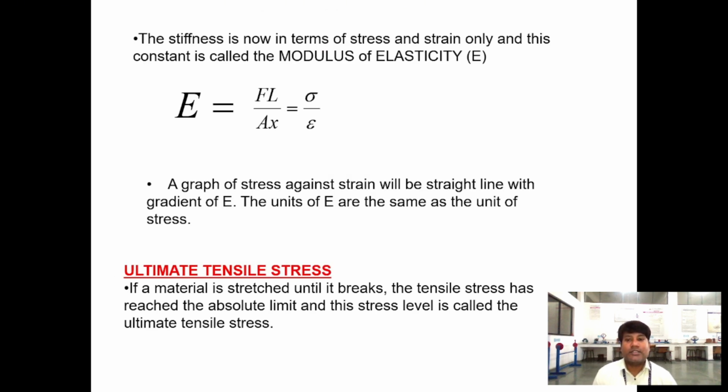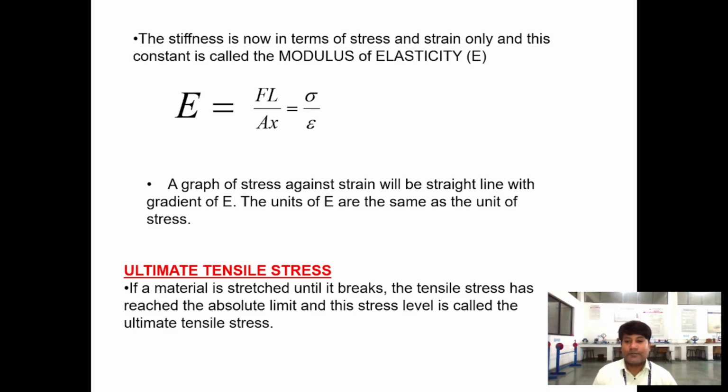Next slide. What is stiffness? Stiffness is the ratio of stress to strain. That is the modulus of elasticity. The stiffness is now in terms of stress and strain only. This constant is called the modulus of elasticity. I already explained that stress is directly proportional to strain up to the elastic limit, or Hooke's law. So as we know that stress is directly proportional to strain, when we remove the proportionality we add a constant, capital E, the elastic modulus. A graph of stress against strain will be a straight line with a gradient of E. E has the same unit as stress.